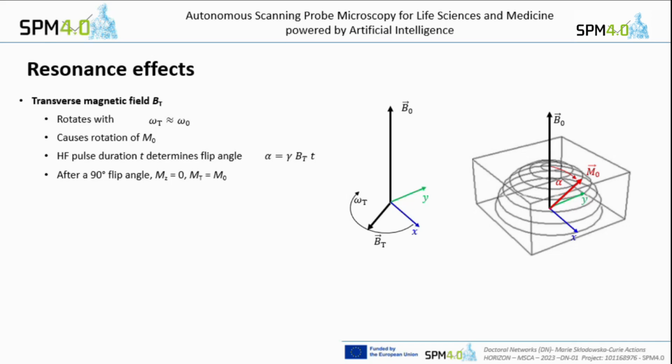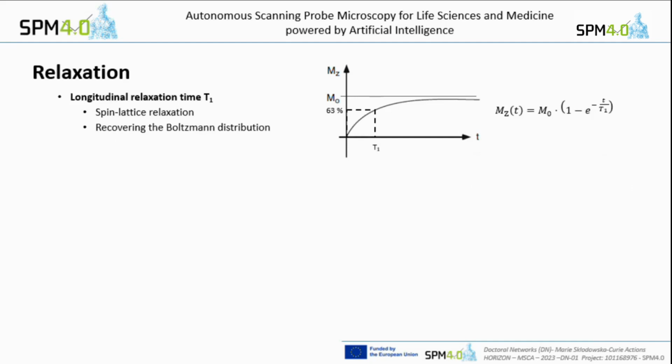And then we can observe what happens after this short transversal magnetic field application. What happens with the net magnetization? We switch off this transversal field, so this is shown here. We have two kinds of relaxation. One is spin lattice relaxation, indicated by the relaxation time T1, which means that our net magnetization slowly recovers over time with constant T1, and we come back to the initial state we observed.